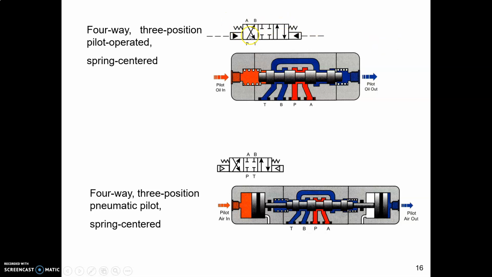Here's a symbol for a three-position valve. It's spring-centered because it has a spring on each end, and these two symbols with the arrows mean it's pilot operated. I'm going to show you in the next slide what a pilot is. So this one is pilot operated with hydraulic fluid. The one down below is pilot operated with air. When that arrowhead, that triangle, is not filled in, that means it's pneumatic. It's air that comes in and operates the pilot. And then this one also is spring-centered.